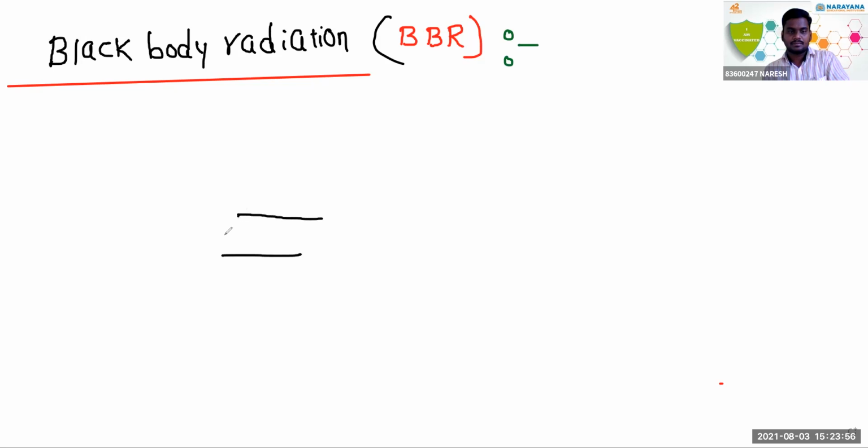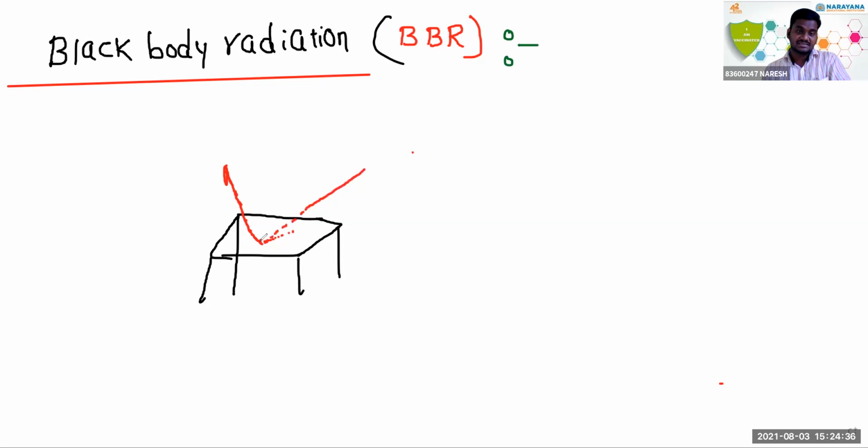Here I'm taking a metal surface. When a beam of some suitable light, when a radiant energy falls on the surface of a metal, what happens here? A part of its energy is emitted, a part of it is reflected, and a part is transmitted.